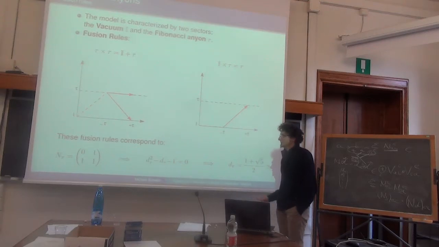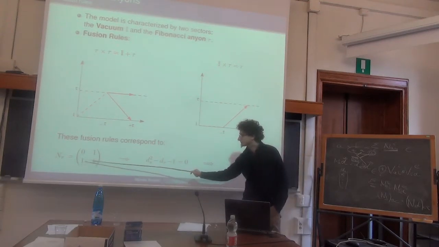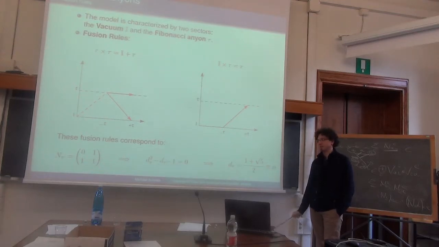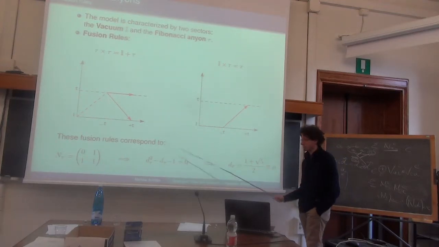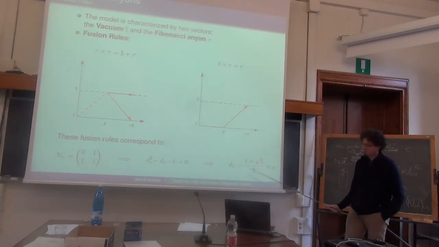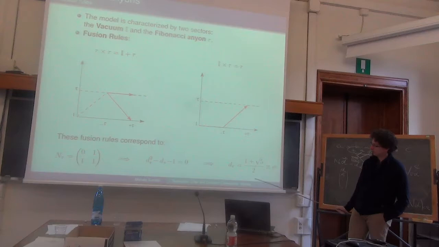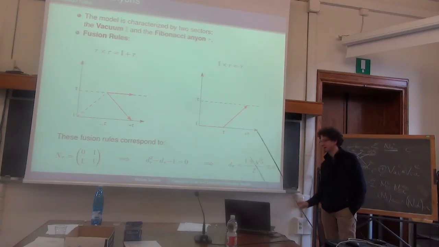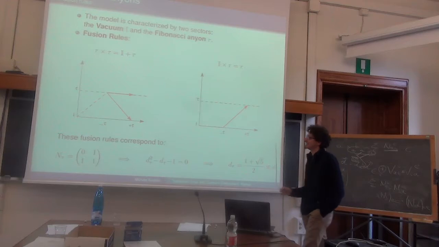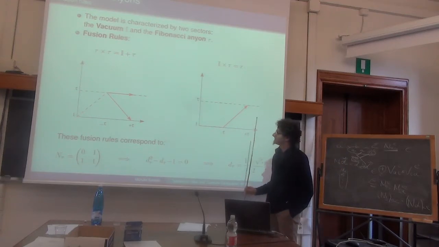For this matrix, I can calculate the quantum dimension of the Fibonacci anion, and I obtain that this quantum dimension corresponds to the golden ratio. And so it is not only irrational, but somehow it's the most irrational number. And in particular, the important thing is that its square is irrational too. This is a peculiarity among other things.